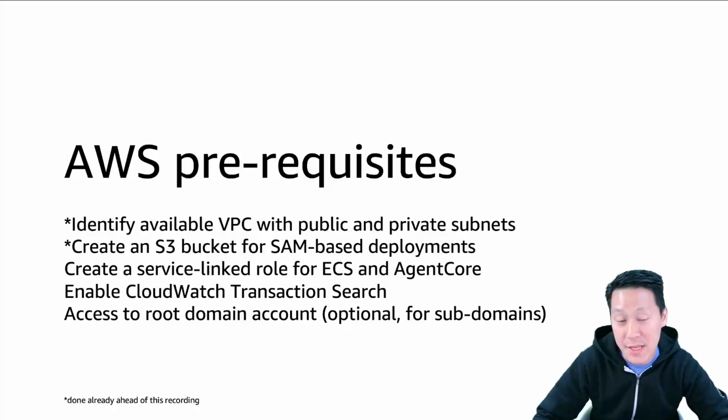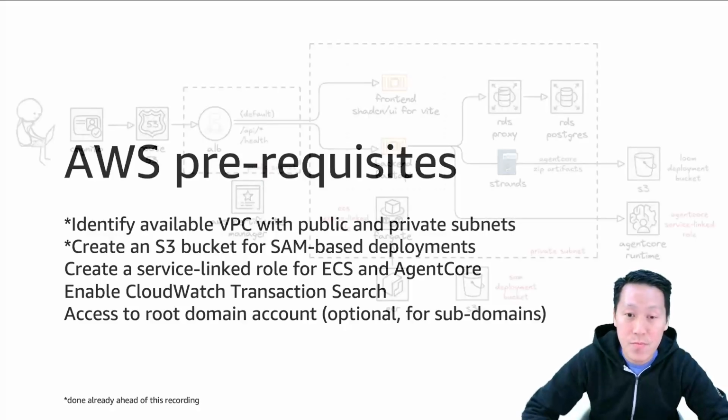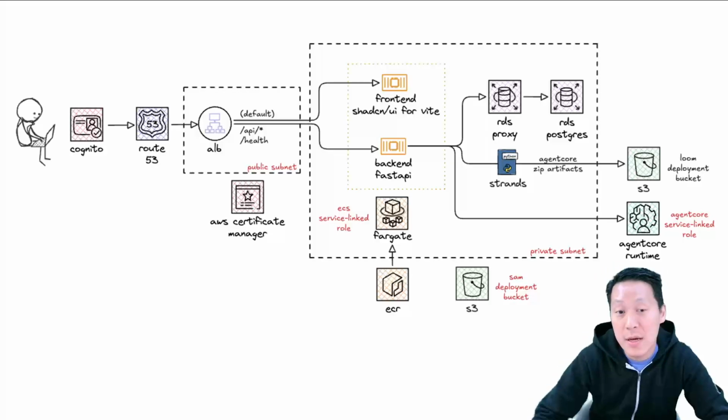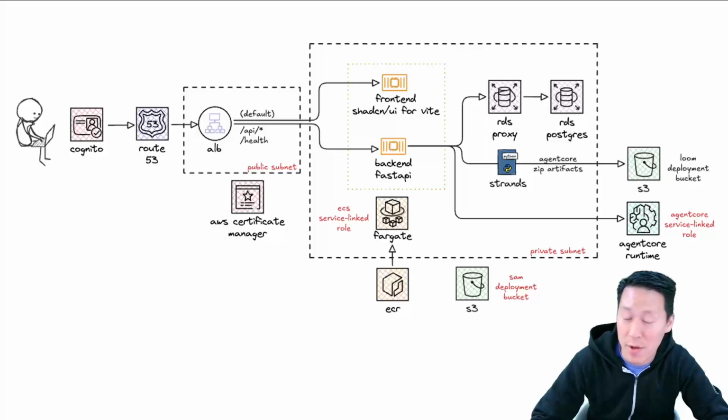And the latter three on this list will be done by following the deployment guide, which is found at the root of the GitHub repository. Here's a visual of the different prerequisite components. I created a bunch of these ahead of this recording, the public and private subnets, the SAM deployment bucket. The two service link roles will be created following the deployment guide.